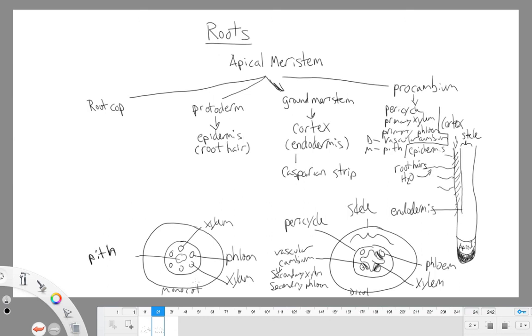Okay, I think that's good. Hopefully that all makes sense to you guys. We're now going to take a look at our stems.